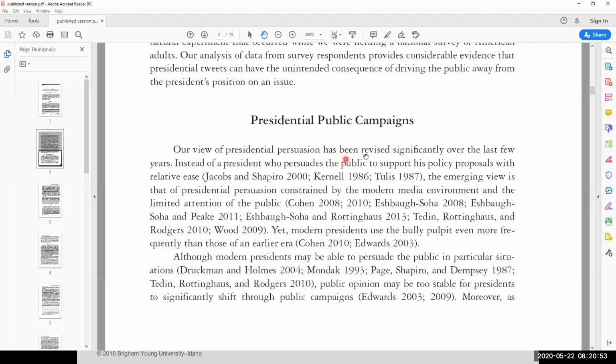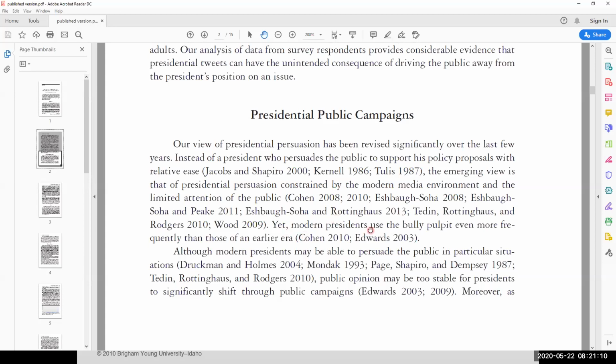Instead of a president persuading the public to support his proposal with relative ease, which is what these guys had argued, the emerging view is that presidents are constrained, and look at all these people I cite for that particular sentence. But we also have this weird thing where modern presidents are using the bully pulpit even more frequently. Again, citing people. This paragraph is designed to let people know, since Edwards is actually the editor of this journal, that I know the literature. And these guys are his grad students: Eshbach, Soha, and Peake are all grad students of Edwards.